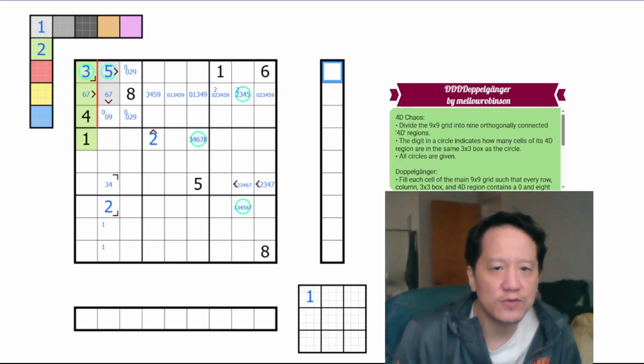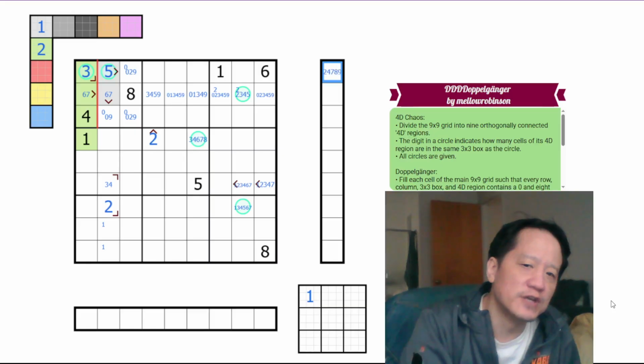Possible digits missing from row 1: 2, 4, 7, 8, 9.